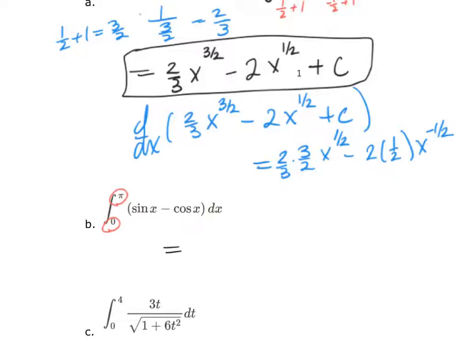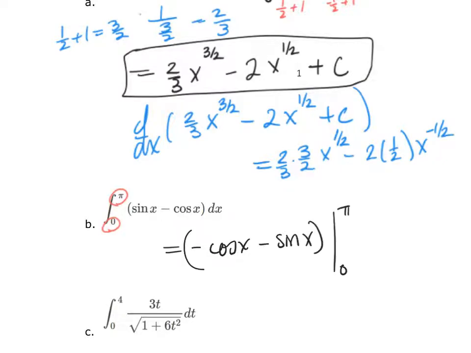If I ended up with sine as the answer, what must I have started out with? Negative cosine. If I ended up with cosine as the answer, what would I have started out with? Negative sine.